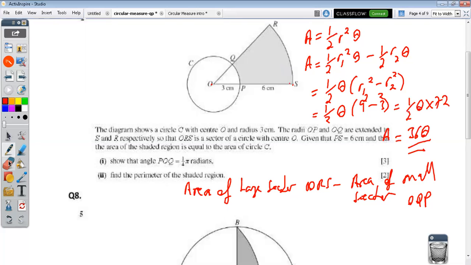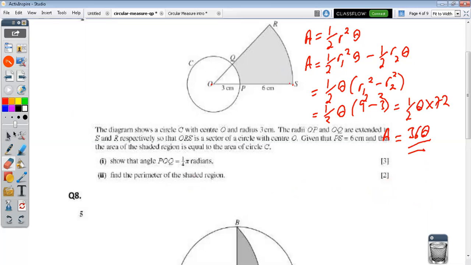But they are saying that area, which we said is 36 theta, is equal to the area of the circle. Area of the circle from O level is pi r squared. So let's apply what we have. It's theta multiplied by the radius, which is 3 squared, and that gives you 9 theta. And that 9 theta, which we found here, is equivalent to 36 pi.